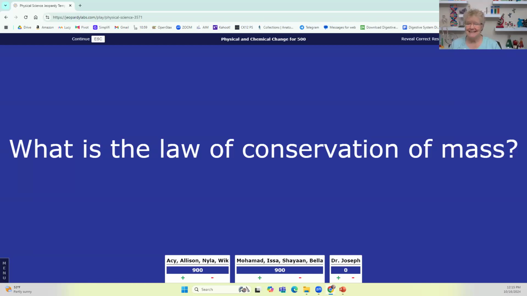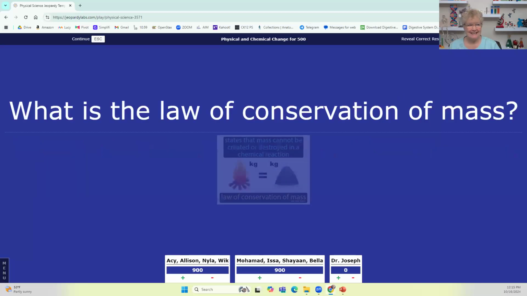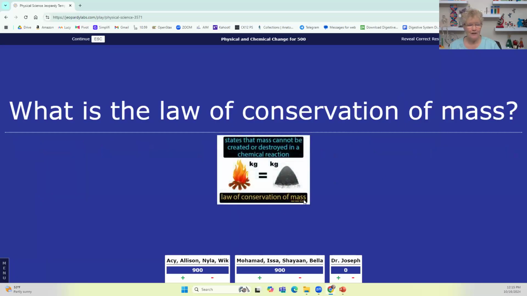Mass that is isolated in a system is not created or destroyed by a chemical reaction. That's the words I was looking for. Mass is not created or destroyed. Exactly. That's what we call the law of conservation of mass. All right, Mohammed gets more points for his team.